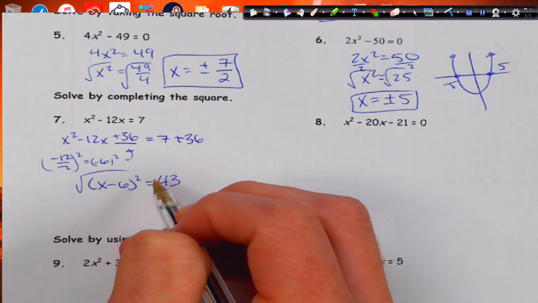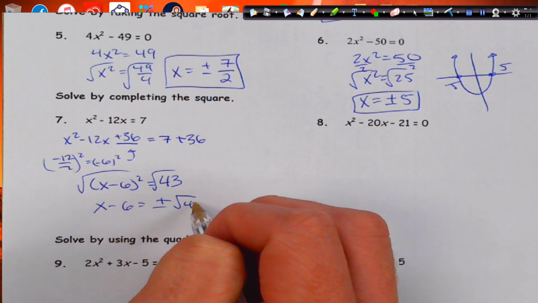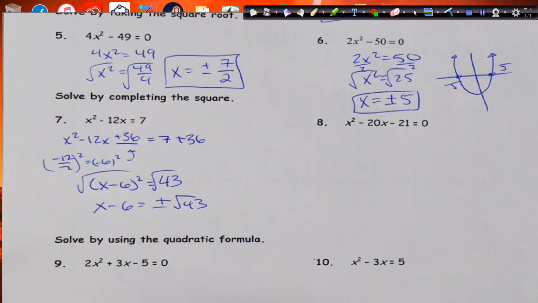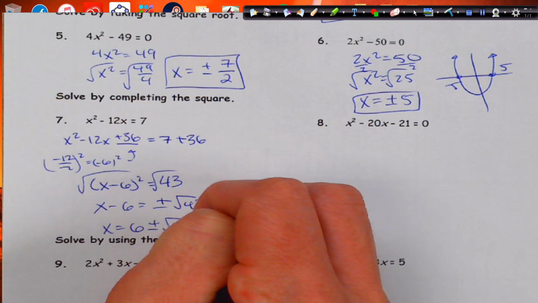Square root both sides, and we get x minus 6 equals plus or minus square root of 43. Always got to remember that plus or minus. And then we can add the 6 over, and we get 6 plus or minus the square root of 43.